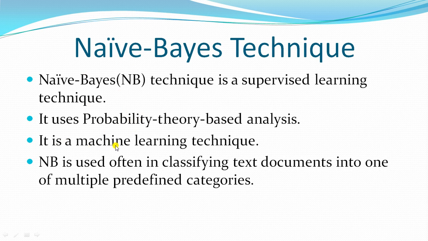So it is one of the machine learning techniques, and Naïve Bayes is often used in classifying text documents into one of multiple predefined categories. This is the main application of this particular technique. Generally we use it for classifying text documents.